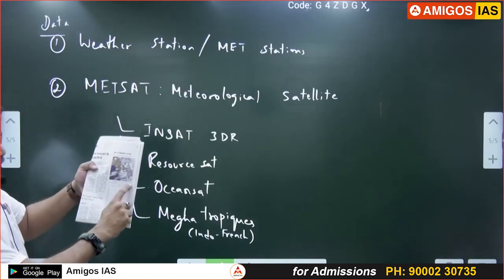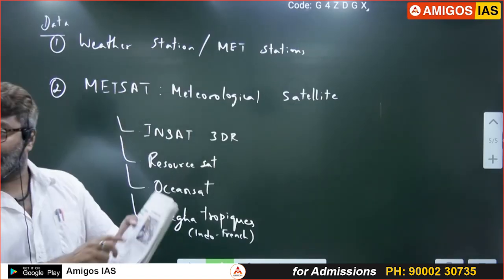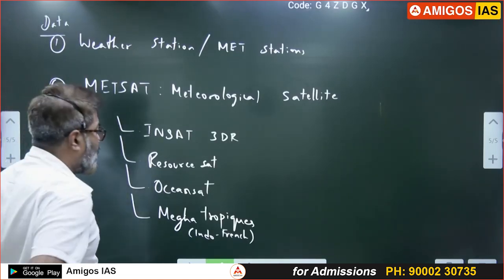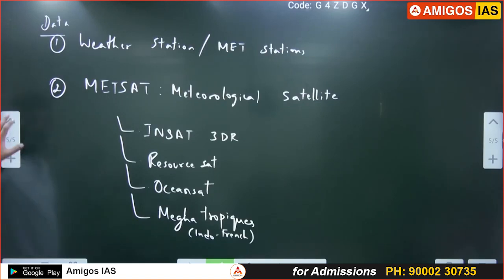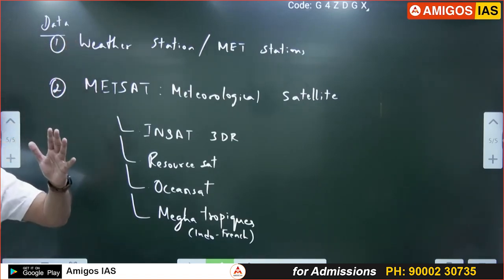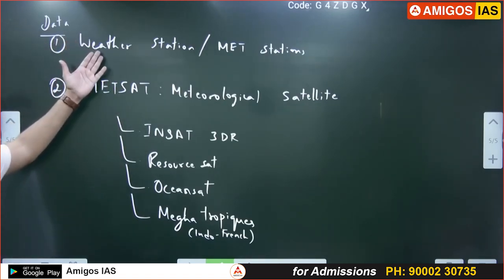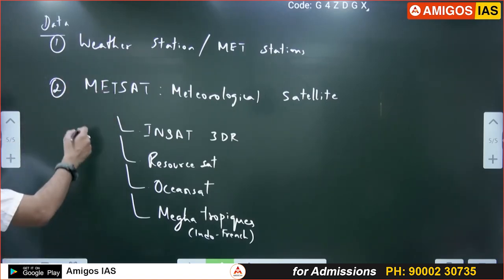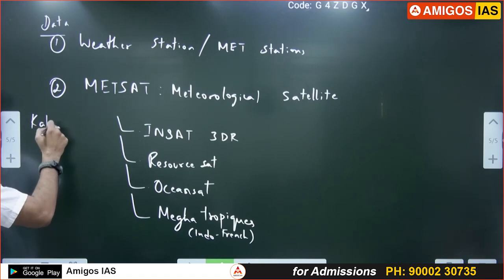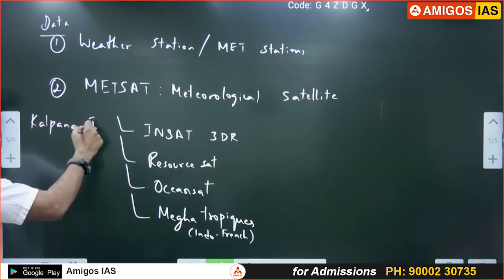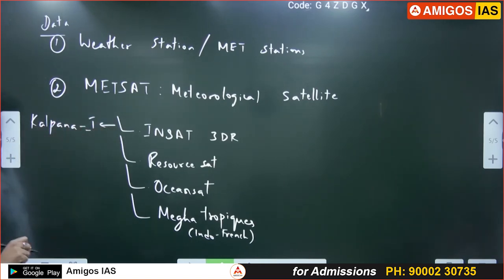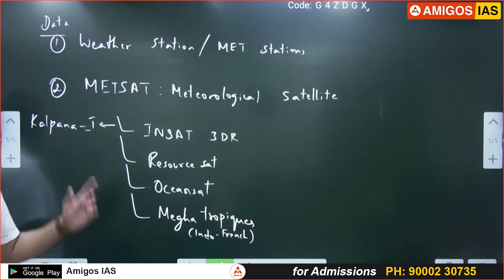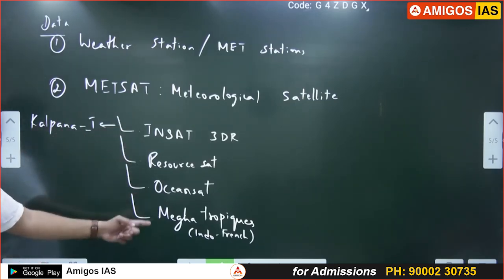You can read, if you want, this data they have given. Every day make it a habit of seeing the image. So now you know the weather data. How do we collect weather data? From the weather stations across the country plus satellites. Earlier, the old satellite was there, Kalpana 1. You might have heard of this Kalpana 1 satellite. Now this is not in use. Kalpana 1 was our weather satellite earlier. Now it is decommissioned. These are the ones we are using now.